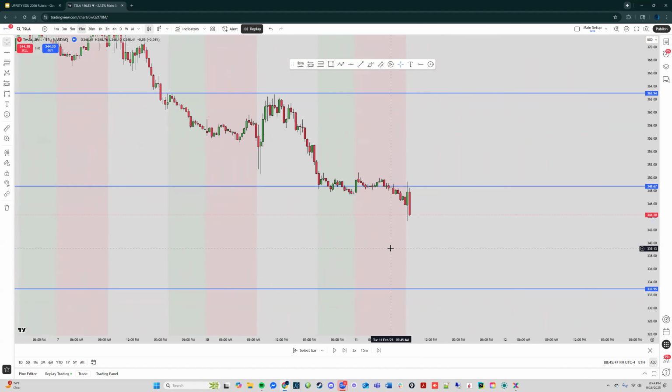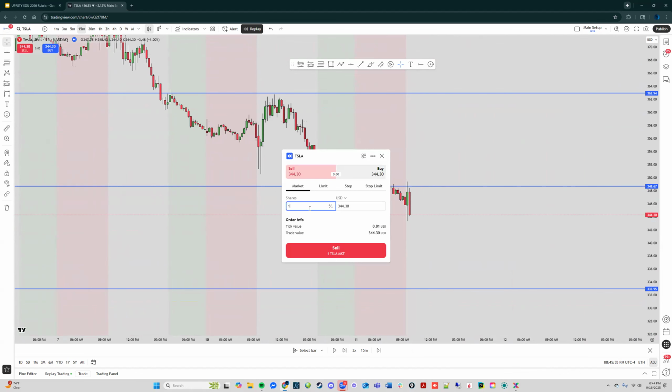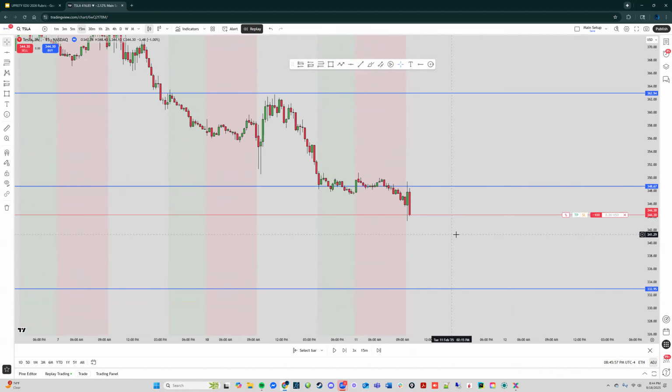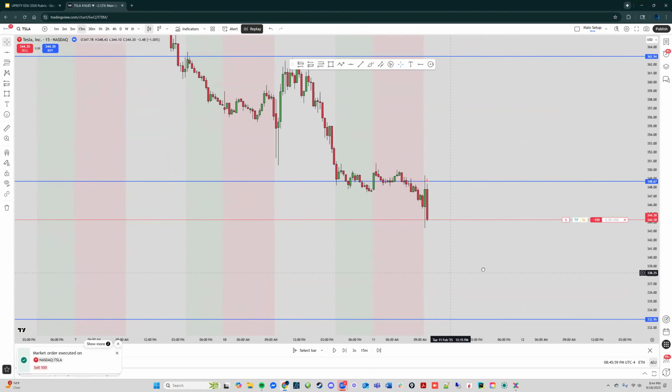Nobody wants to enter here. Let me take a short here. Okay, so Blondie wants to take a short here. Let's go ahead and take a short. We're going to sell 100 shares, so we're in puts for 100 shares.